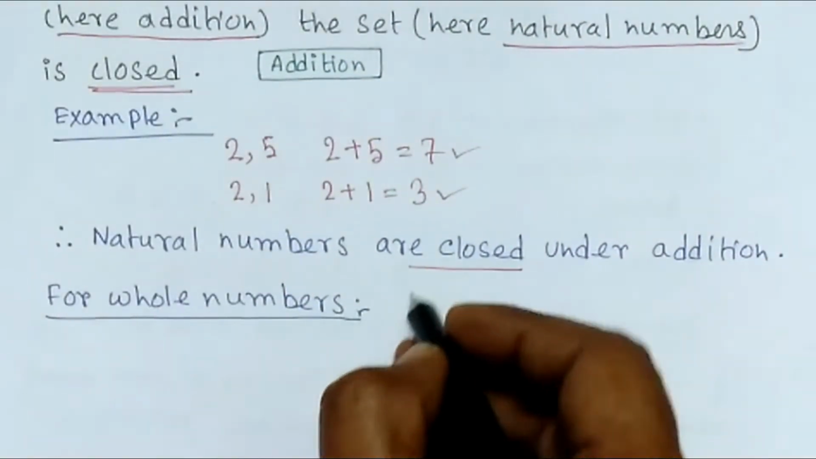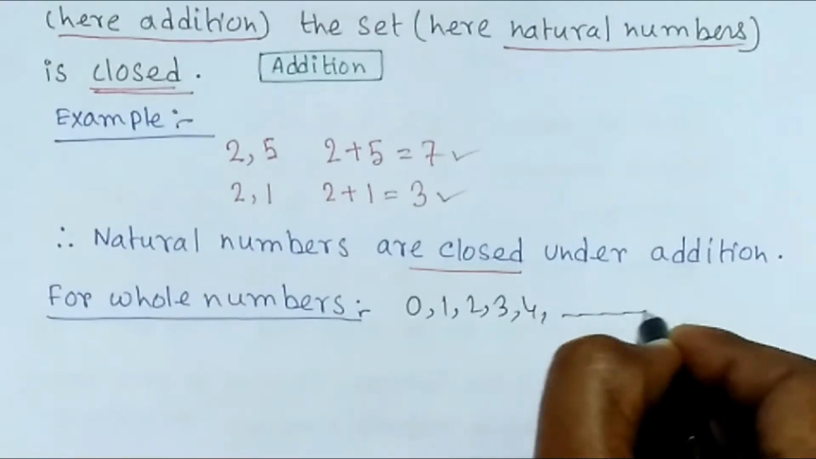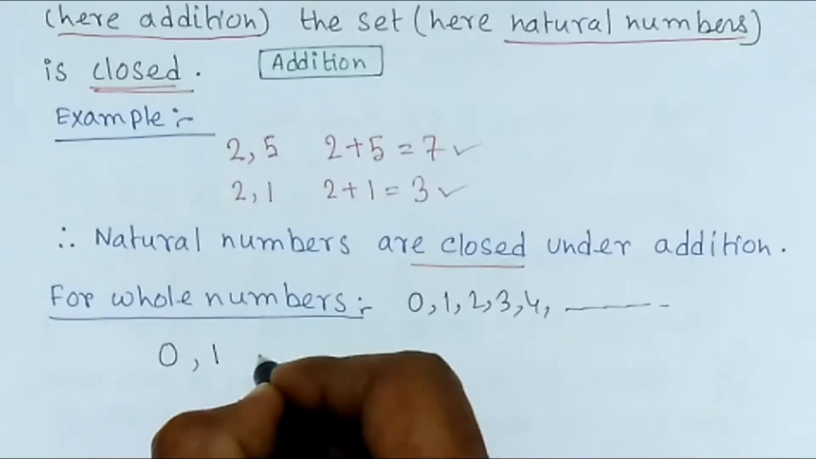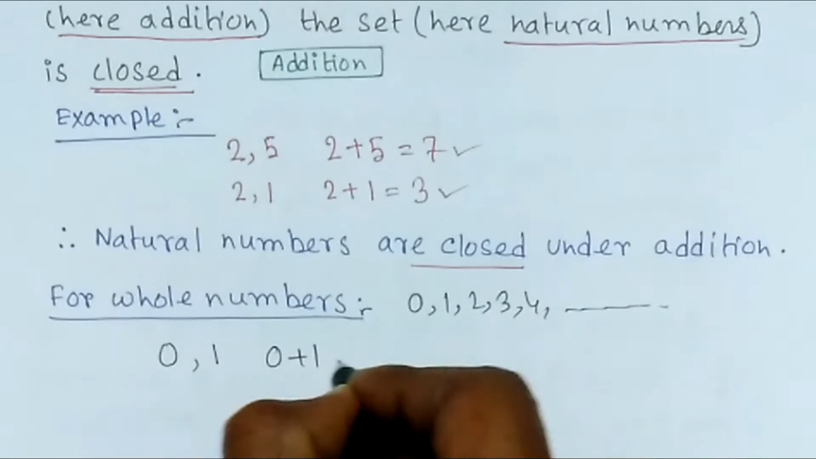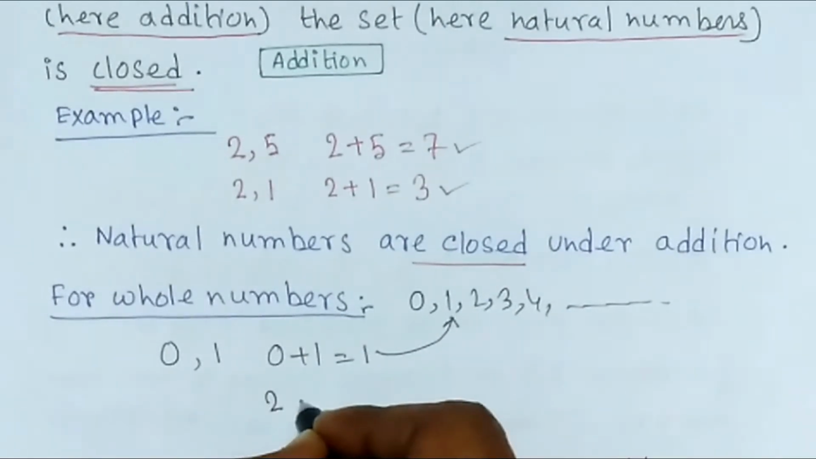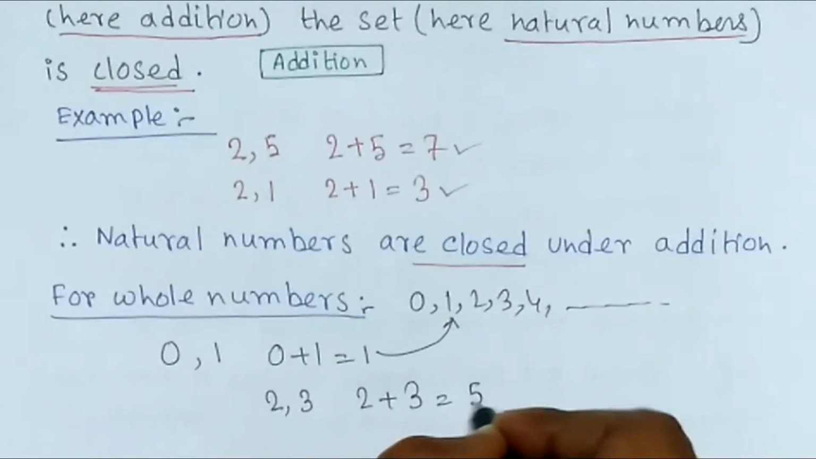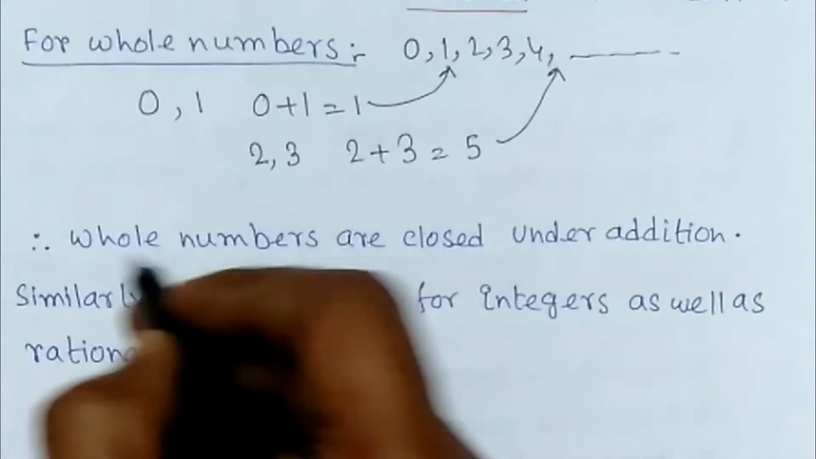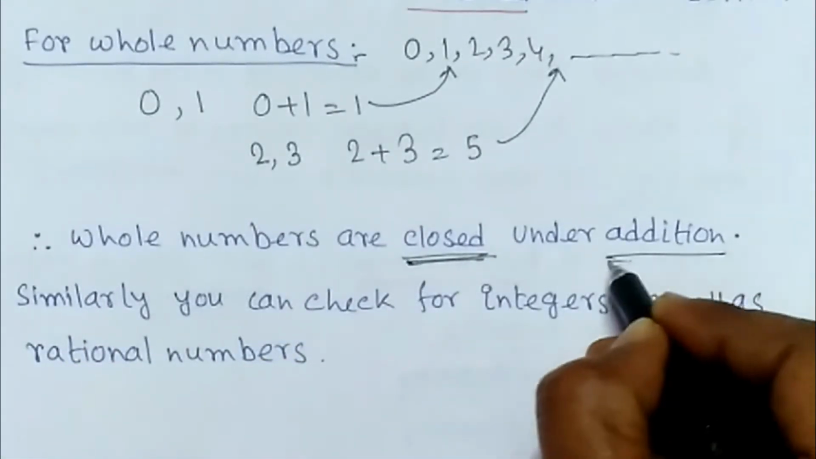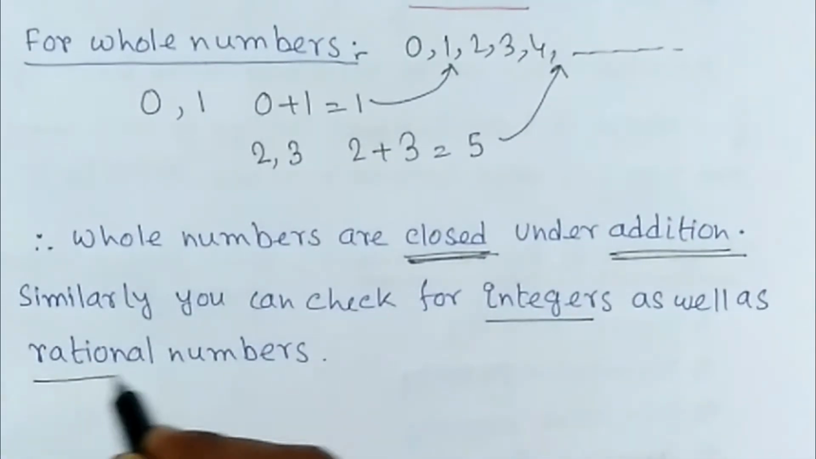For whole numbers, which are 0, 1, 2, 3, 4, etc., if we choose 0 and 1 and add them, 0 plus 1 is equal to 1. Look, 1 is present here. Again, if we choose 2 and 3 and add them, 2 plus 3 is equal to 5, which also belongs here. Therefore, we say that whole numbers are also closed under addition. Similarly, you can check for integers as well as rational numbers.